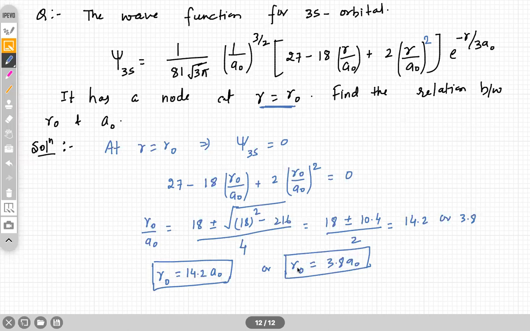No, it's not a cube. It's a square. That's a mistake in the question. By mistake, I've written it as a cube. It's a square. And then you can solve this as a quadratic equation.